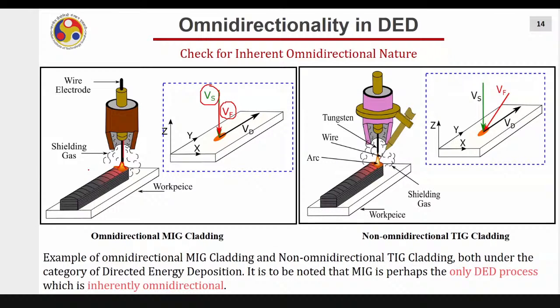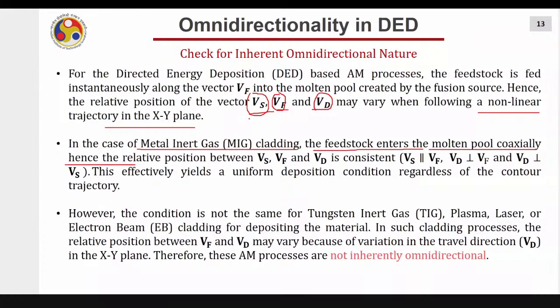And you are moving on the substrate in the direction Vd. Now you go in any direction, in this direction, in this direction, anywhere you go, the angle or the orientation between Vs, Vf and Vd will be always consistent, hence no issue at all. Fine. This effectively yields a uniform deposition condition regardless of the contour trajectory. Whatever contour you are moving, it is fine.